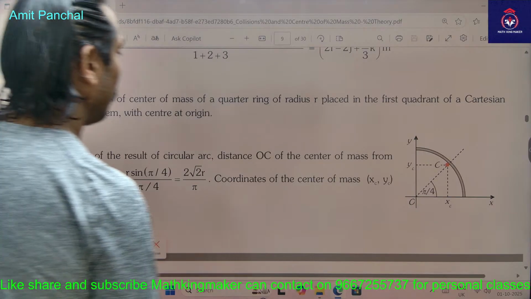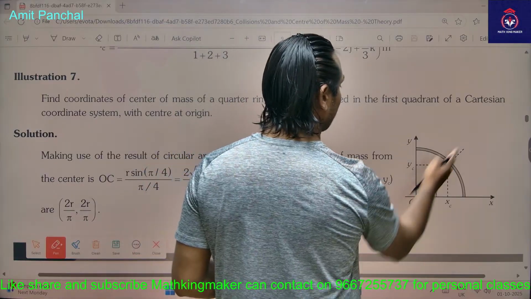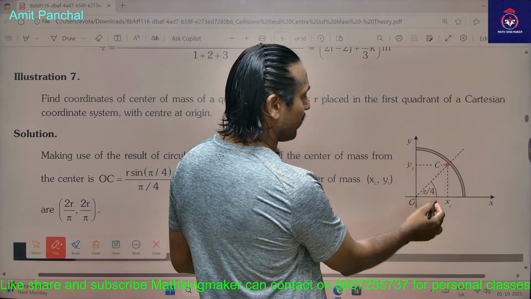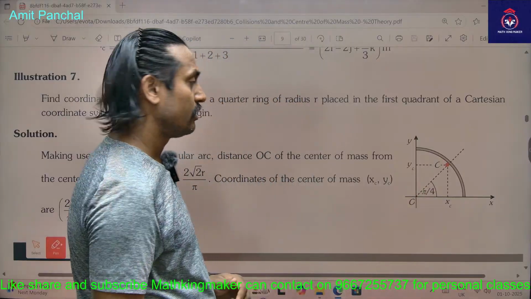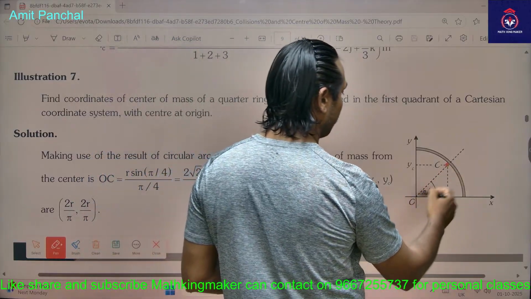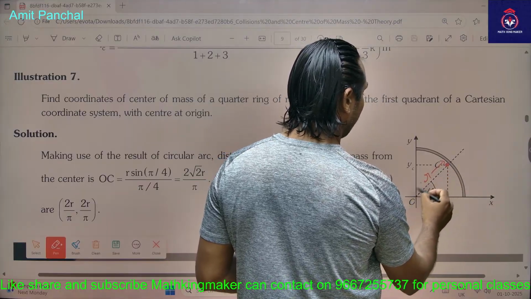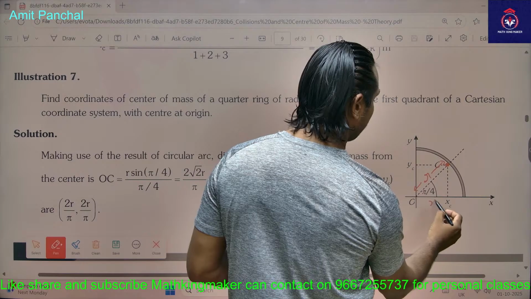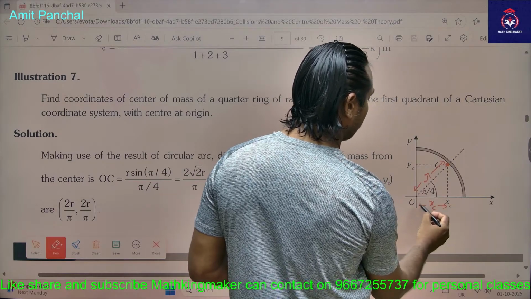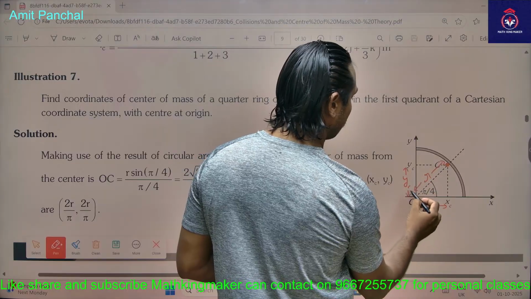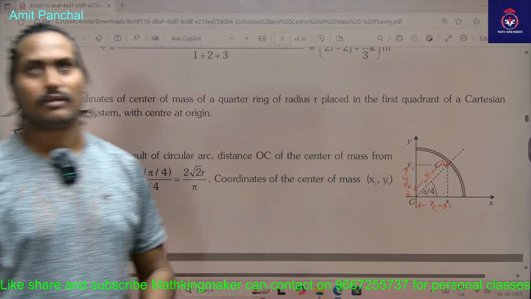So that will be passing through 45 degree. So that angle will be pi by 4. And this is given as the radius. So can you find this xc? The length that will be xc. This length will be yc.